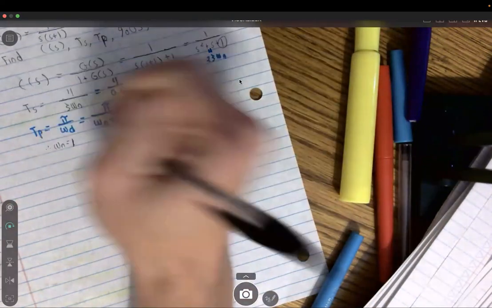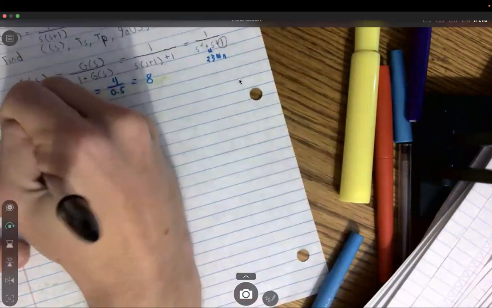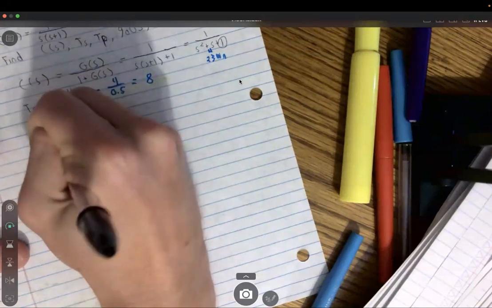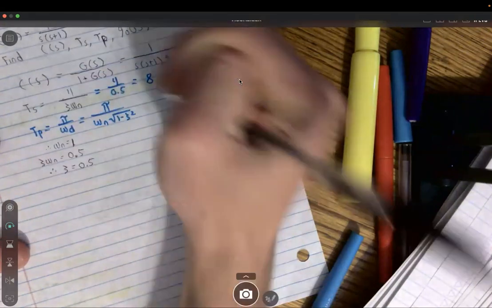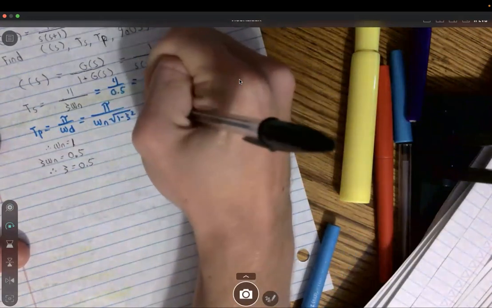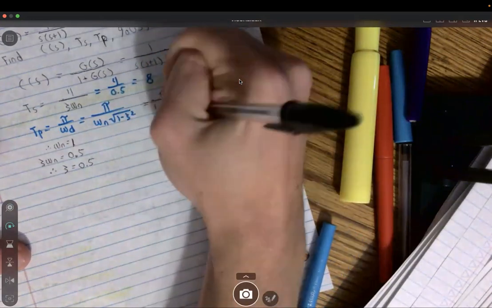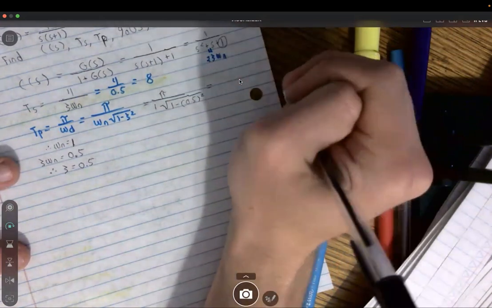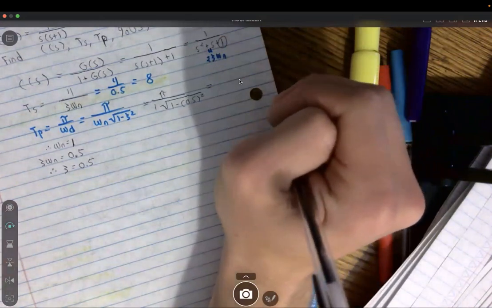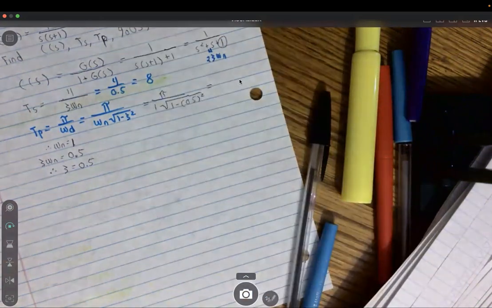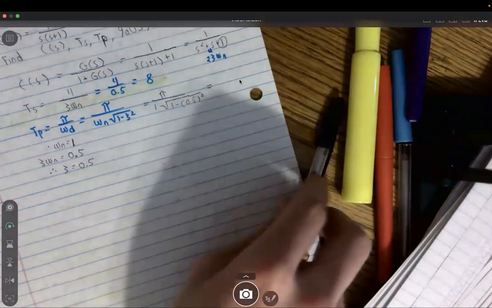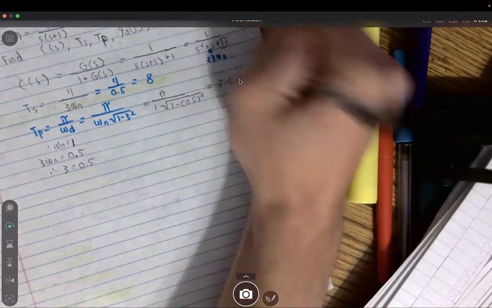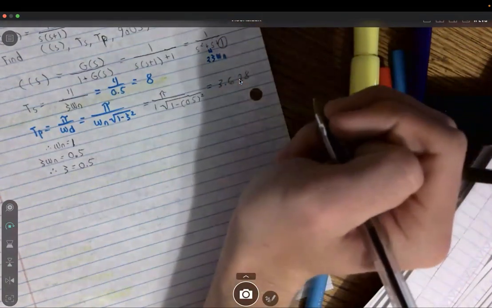Our zeta, remember, we found zeta omega n is equal to 0.5. Knowing omega n is equal to 1, we can deduce that zeta is equal to 0.5. Plugging that in here, you're going to get pi all over 1 times the square root of 1 minus 0.5 squared, which is going to equal pi divided by the square root of 1 minus 0.25, that'd be 0.75. Plugging that into my calculator, I'm going to get about 3.628.